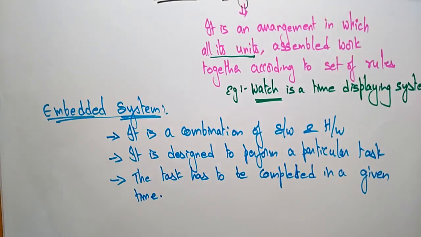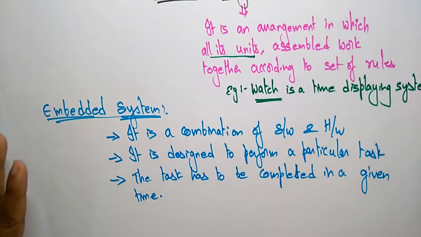Whenever you are asked what is the definition of embedded system, you have to tell that an embedded system is a combination of software and hardware which is designed to perform a particular task that has to be completed within a given time. That you call an embedded system.